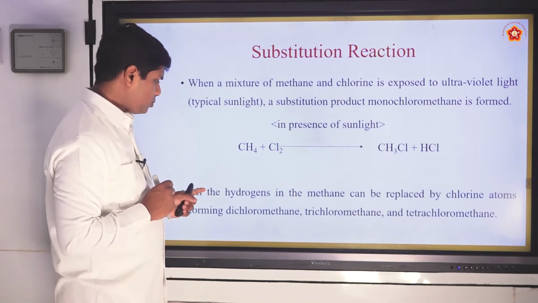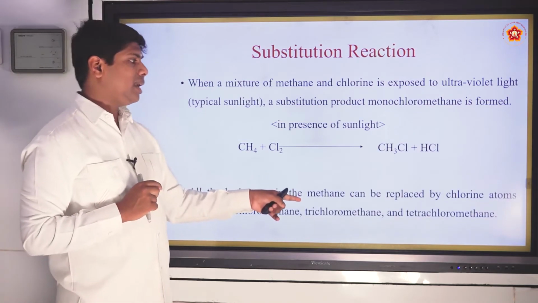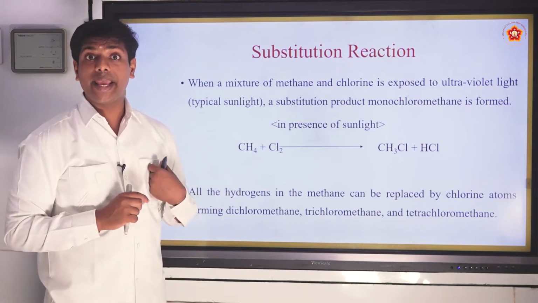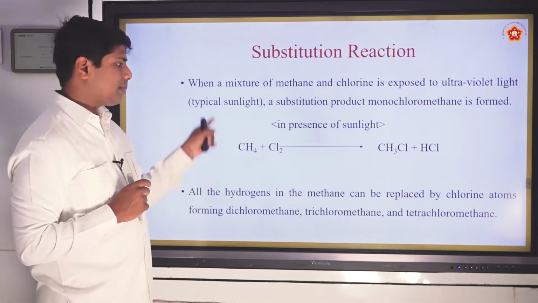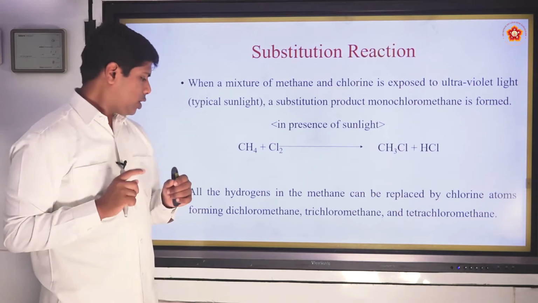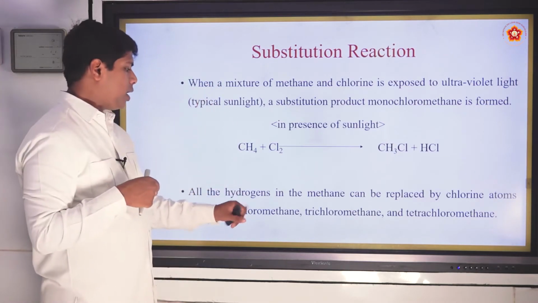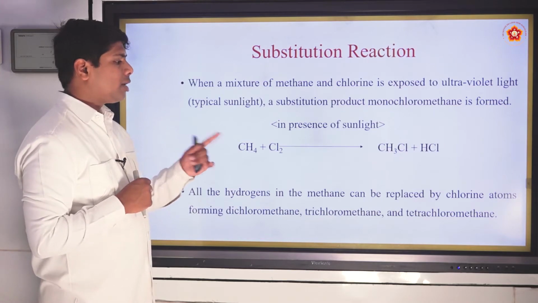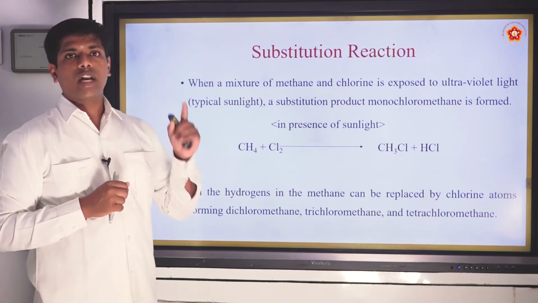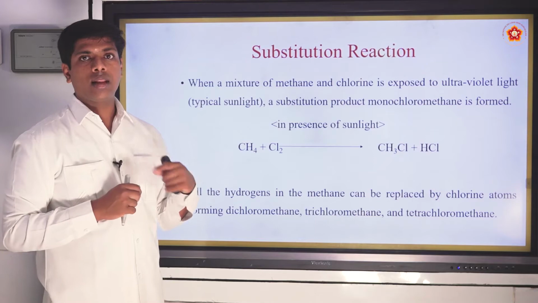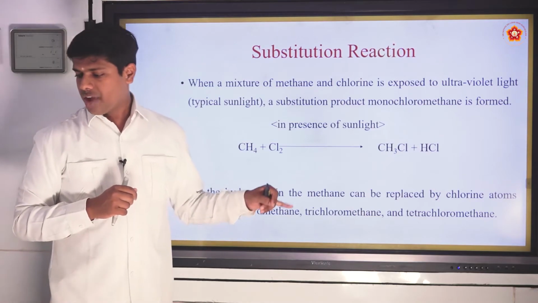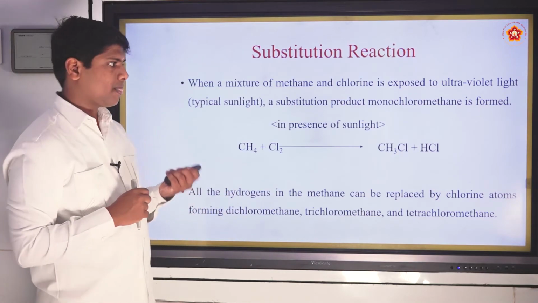Second, all hydrogens in methane can be replaced by chlorine atoms, forming, and this is very important, we are going to learn it now: dichloromethane, trichloromethane, tetrachloromethane. These reactions we are going to learn now.